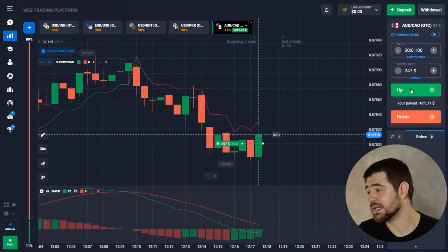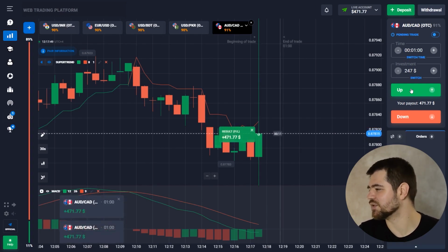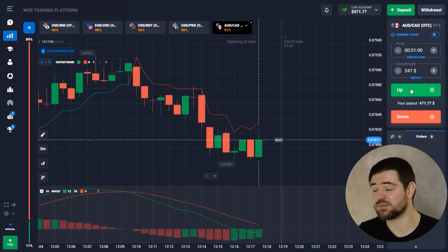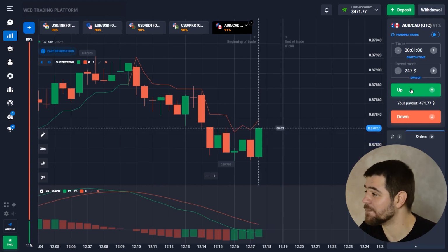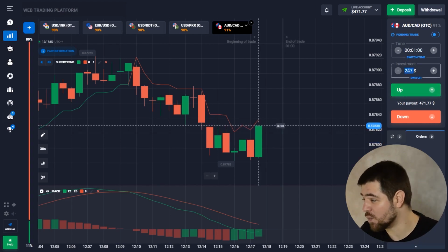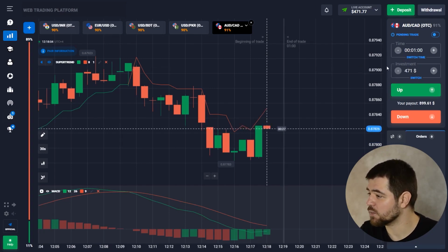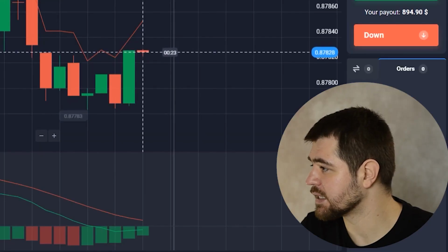And even if it's a pullback, because right now it looks more like a flat kind of. So we just had a profit from this, $471. We're gonna jump on to the next one quickly. Go to the next currency.